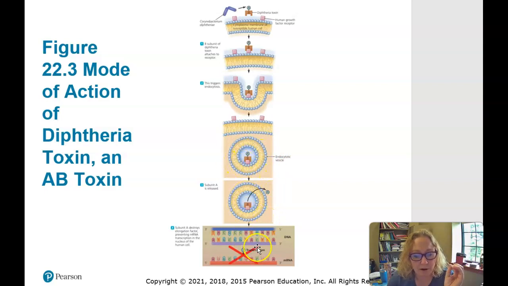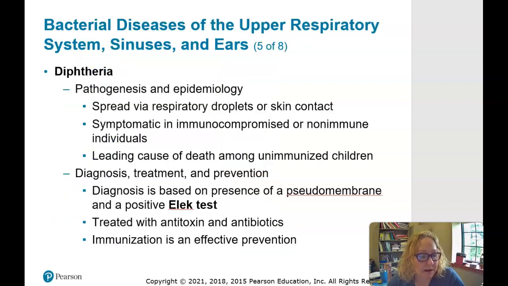Well, let me tell you what could go wrong. This produces a subunit that completely prevents mRNA transcription in the nucleus of a human cell. You can imagine that's not good, right? Transcription, pretty important. All of that is pretty important. So this is diphtheria and different reasons why you do not want diphtheria.